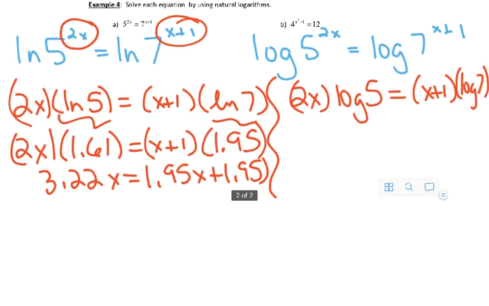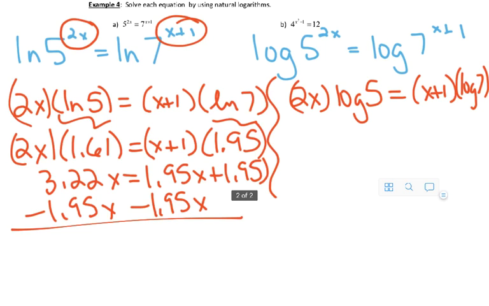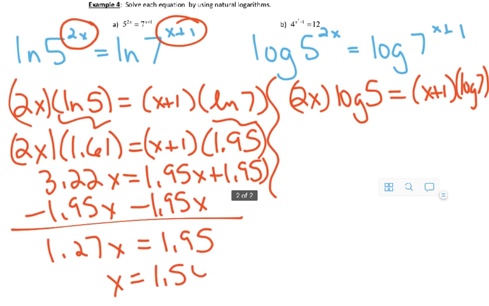I would subtract 1.95x from both sides to get my x's together. I get 1.27x is equal to 1.95, and then I would divide 1.95 by 1.27, and I get about 1.54.